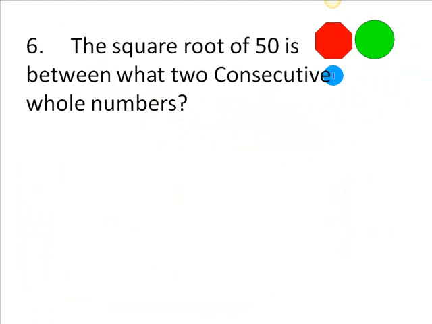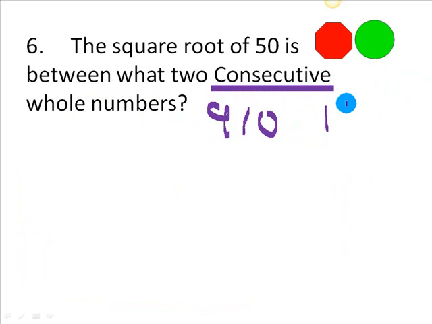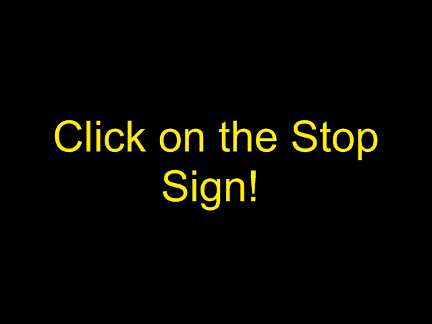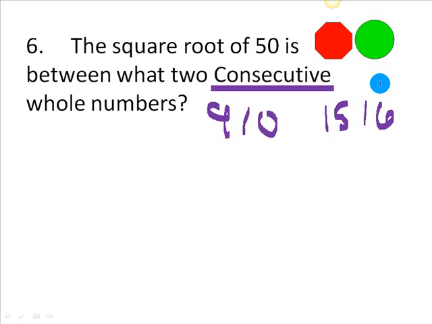All right, number 6. The square root of 50 is between what two consecutive numbers? Consecutive means they come right after each other, like 9 and 10, or 15 and 16. Those are consecutive numbers. All right, the square root of 50 is between what two consecutive numbers?